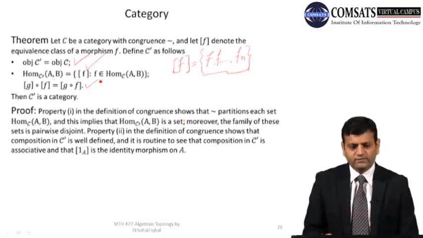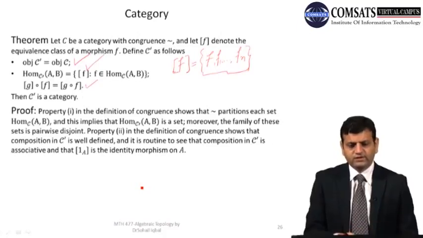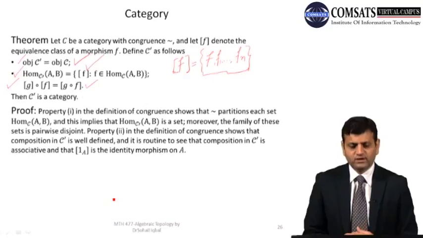And similarly, how do we define the composition? The composition of these two classes is defined as just the class of the composition g circle f. So now this C prime is a category. The proof is given here, and the proof will also be provided in the lecture notes, but it's just an exercise to show that it's a category. Of course, it has objects, it has morphisms, and it has a rule for composition, and the only thing we need to check is that it satisfies the three conditions that we imposed on a category.